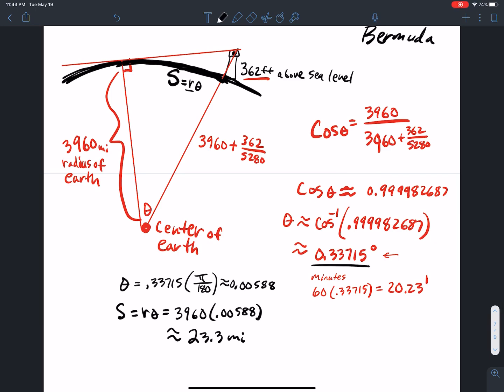So in either case, it would seem that the brochure overstated the distance somewhat. Even though they said it would be 26, it's not even 23. It's a little bit over 23. So it looks like it's a little bit overstated. All right.